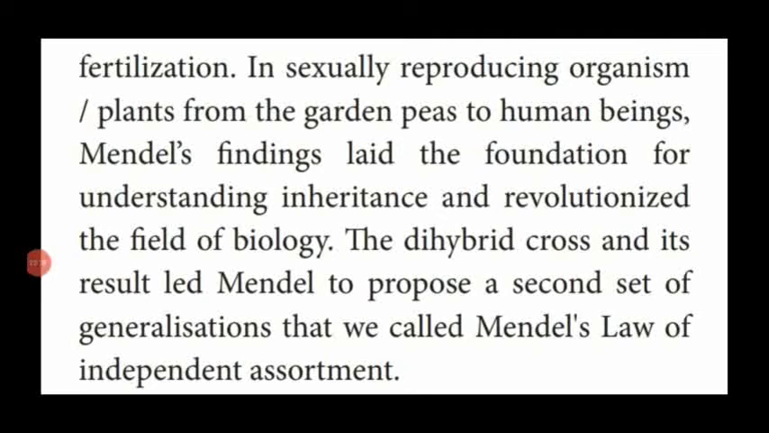So that's why the sexually reproducing organisms, from pea plant to human beings, also apply this. So we get different combinations of genetical variability. That's why Mendel's law of independent assortment is still used in the subject of genetics and in the field of biology. And the result of Mendel also proposes a second set of generalization, which we call Mendel's law of independent assortment.